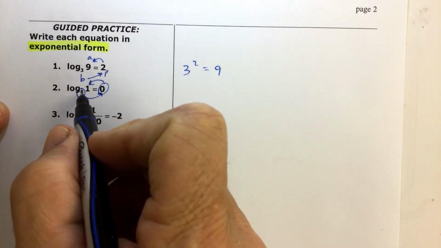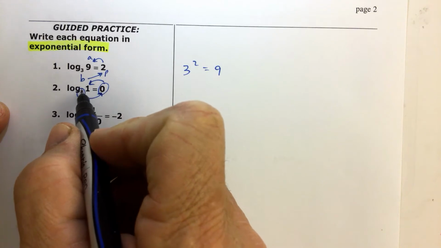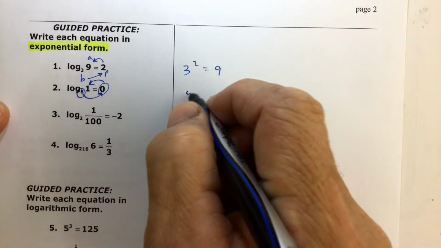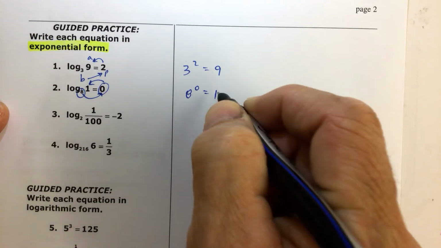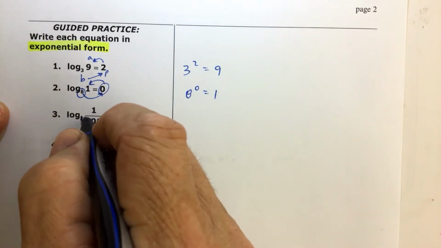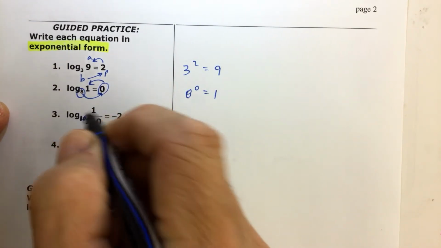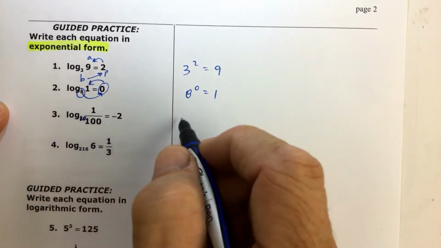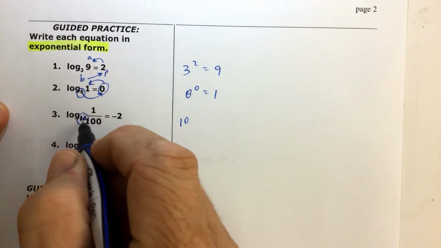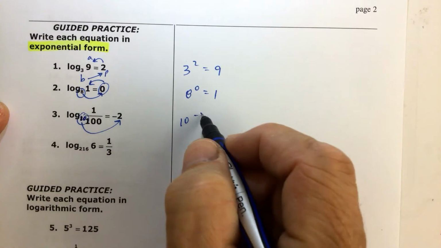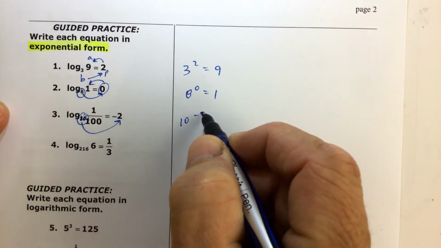Here we have 8 raised to the 0 power equals 1, because a log is an exponent. It's the exponent that you have to raise the base to get to the answer. So we write 8 to the 0 equals 1. In problem 3, change that base to a 10. That's a typo. We raise the base, which is 10, to what exponent? -2.